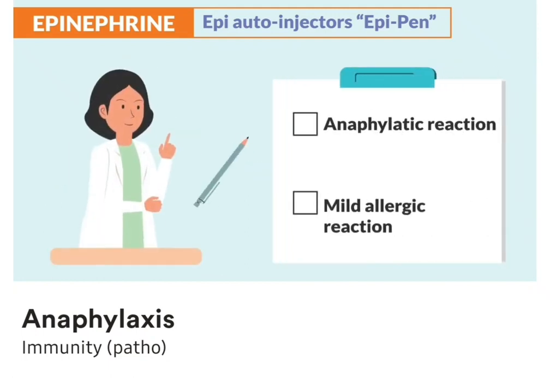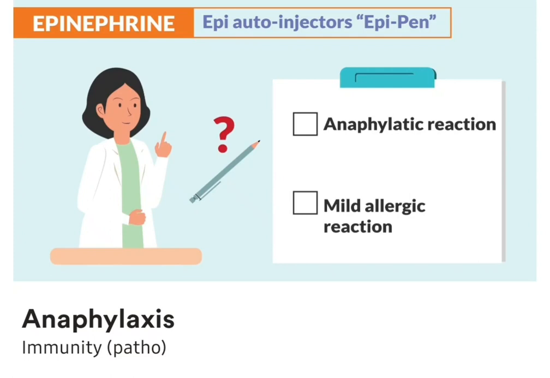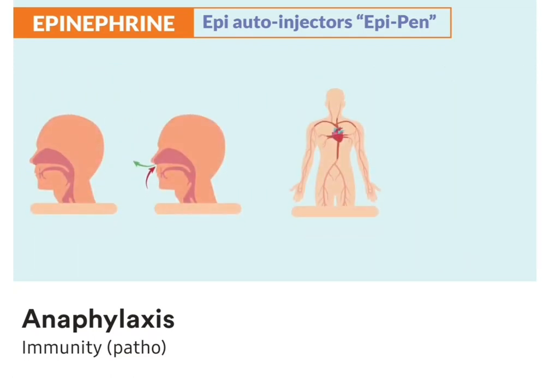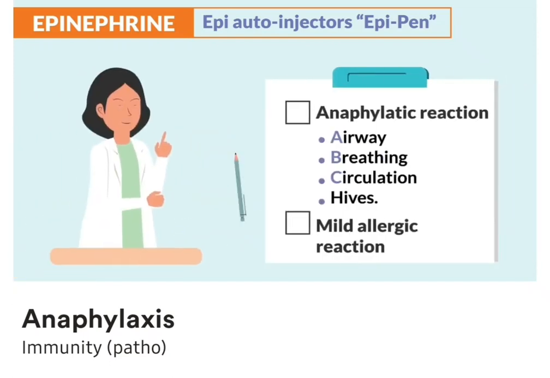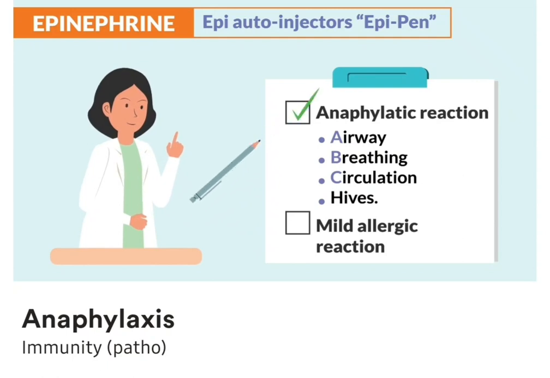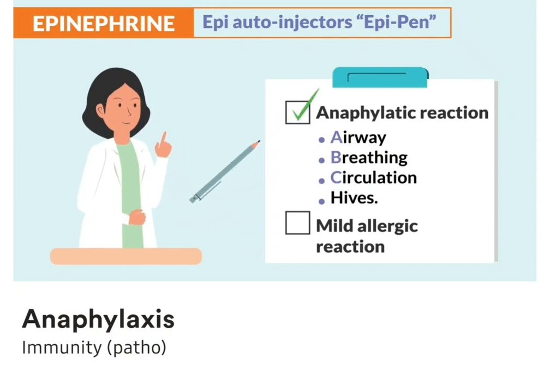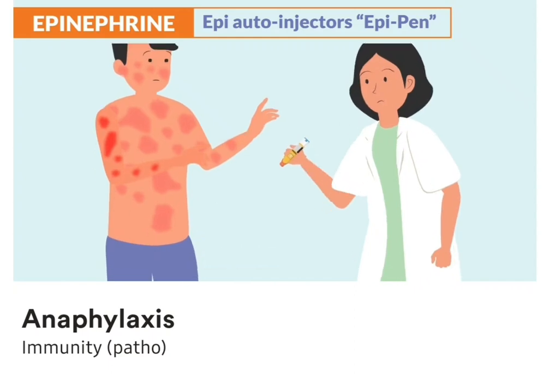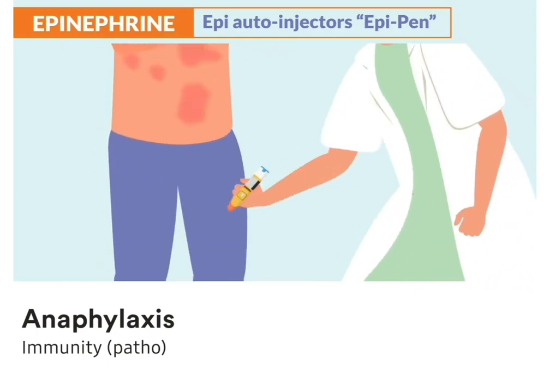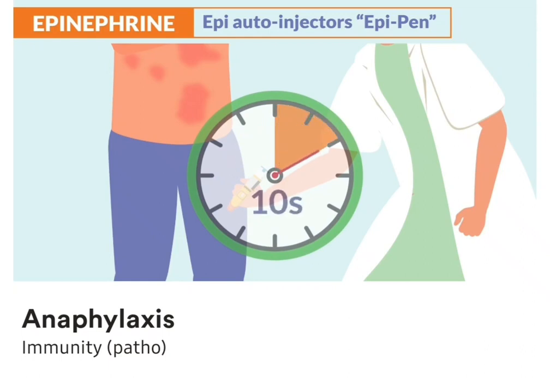Now, how do you know if it's a supersized anaphylactic reaction and not just a mild allergic reaction? Well, any allergy that affects the ABCs, the airway, breathing, and circulation, or even induces hives, this is deadly anaphylaxis, the supersized allergy reaction. So again, don't delay Epi injection. We inject immediately upon these signs and symptoms. And no skin prep is necessary. Just stab that outer thigh straight through the pants and hold it there for about 10 seconds.